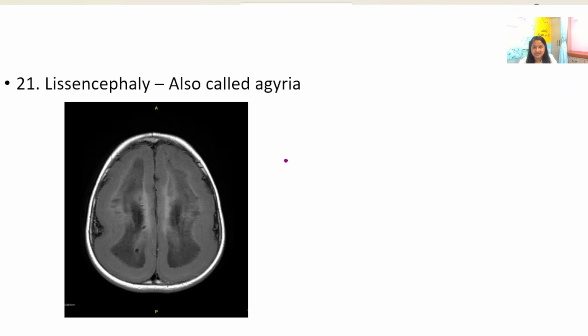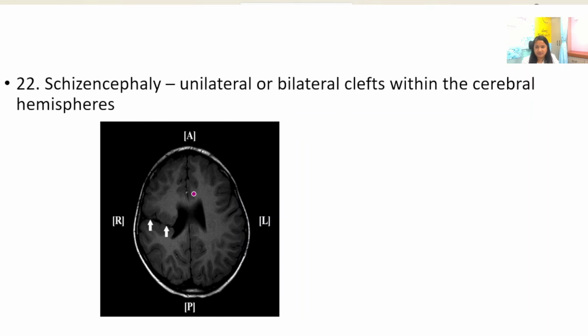Lissencephaly is also called agyria. Like you can see over here, the cerebrum, the cerebral hemispheres, there are no convolutions that should be there ideally. So lissencephaly is also called agyria, smooth brain basically.